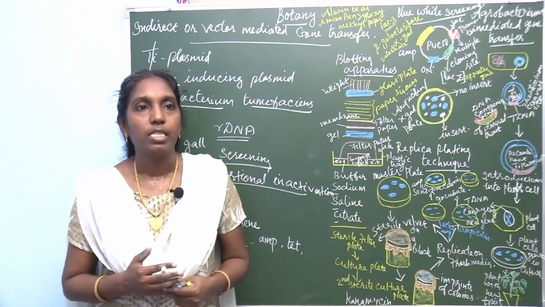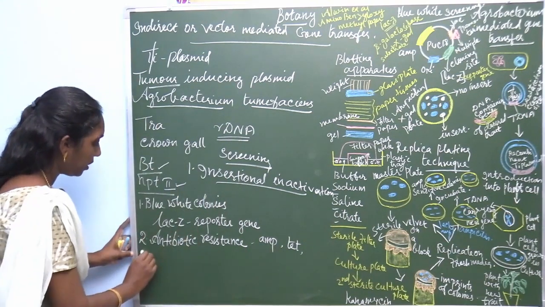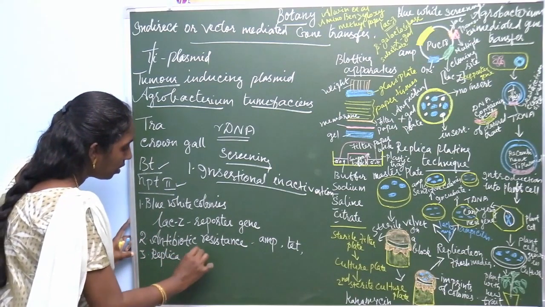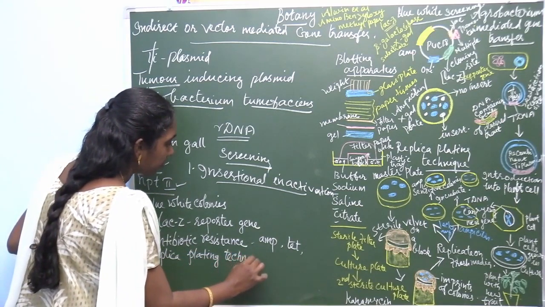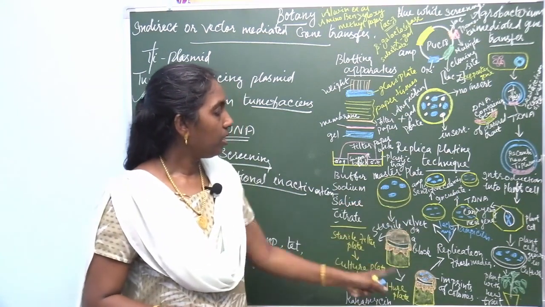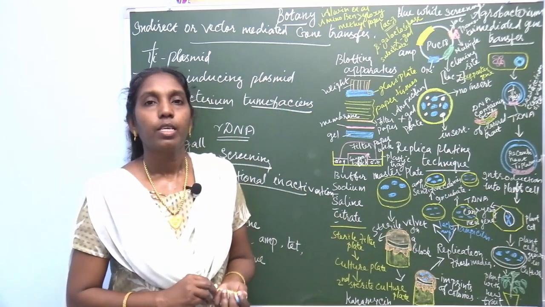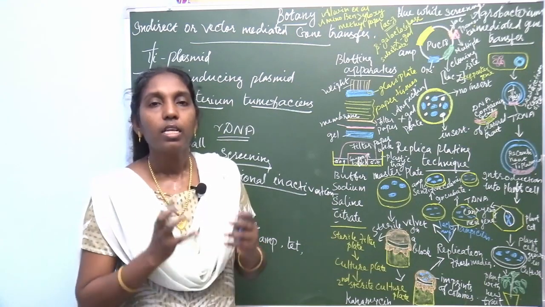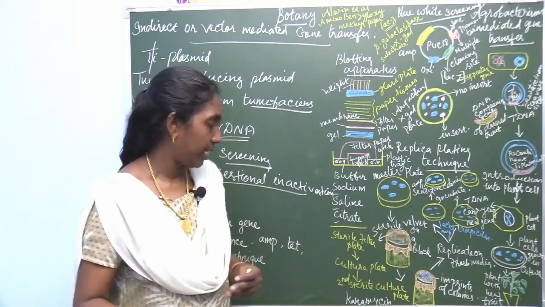The third method is the replica plating technique. Look at this diagram. Here is the replica plating technique. Here, several culture plates can be used, and the colonies can be transferred to different culture plates.